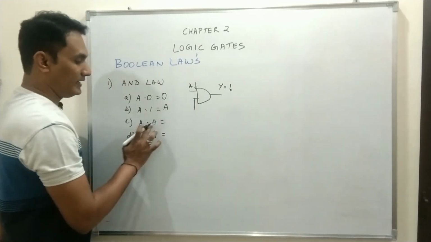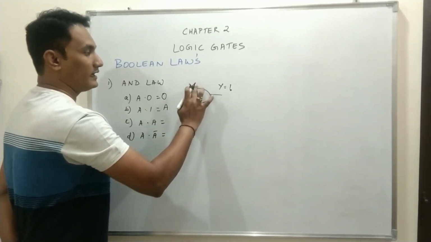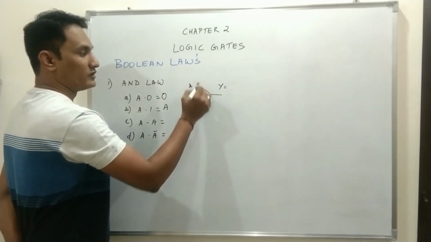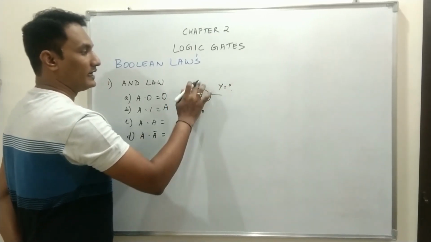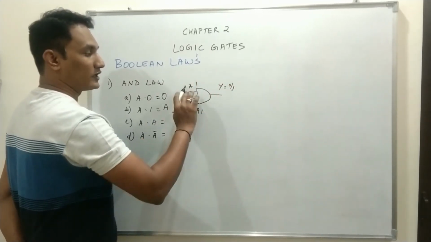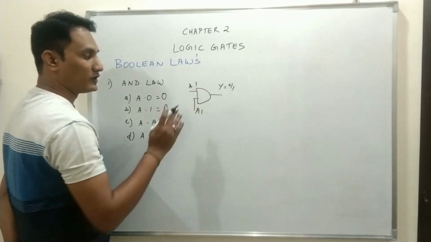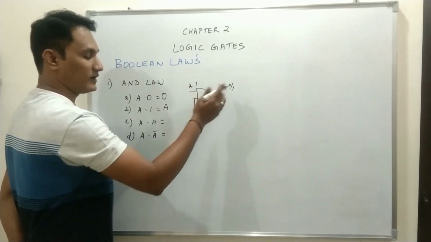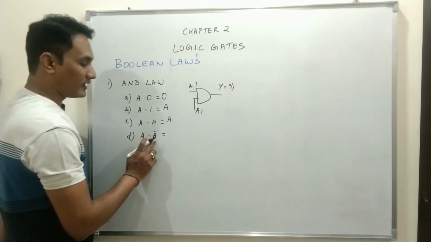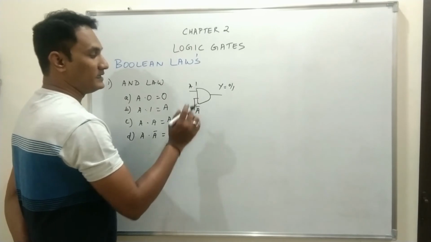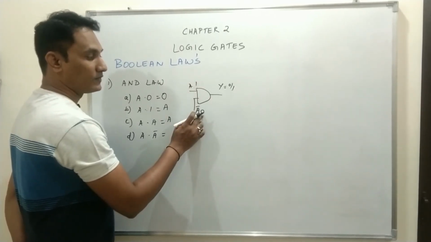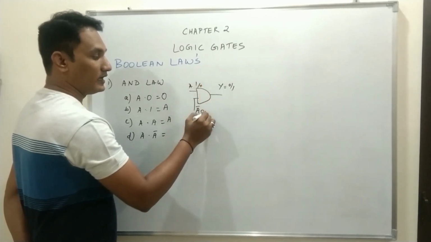Next, A dot A. Now if A is 0, both the inputs will be 0, output will be 0. And if A is 1, both the inputs will be 1, the output will be 1. So whatever you are giving at A, the same will be the output. If A is 0, output Y is 0, A is 1, output Y is 1. So A dot A is always A. And A dot A bar, that means if A is 1, A bar will be, of course, the complement of A, 0. And if A is 0, A bar will be 1.